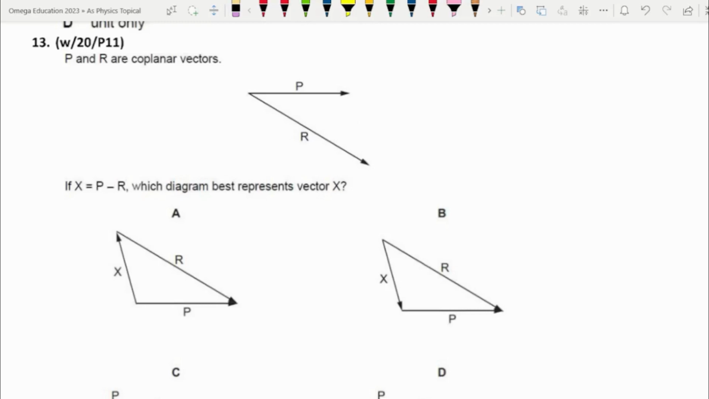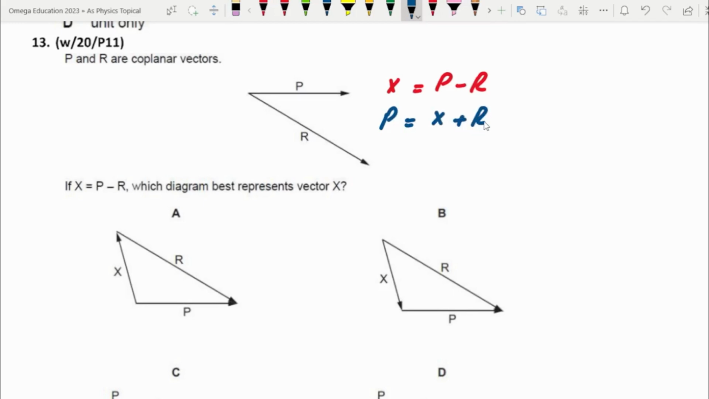Alright, then we have the next one. P and R are coplanar vectors. They're lying on the same plane. X equals P minus R. Which diagram best represents the vector X? So X equals P minus R. You guys are generally familiar with the addition of the vectors, so you can rearrange it so that you get the vectors to be added. X plus R equals P.